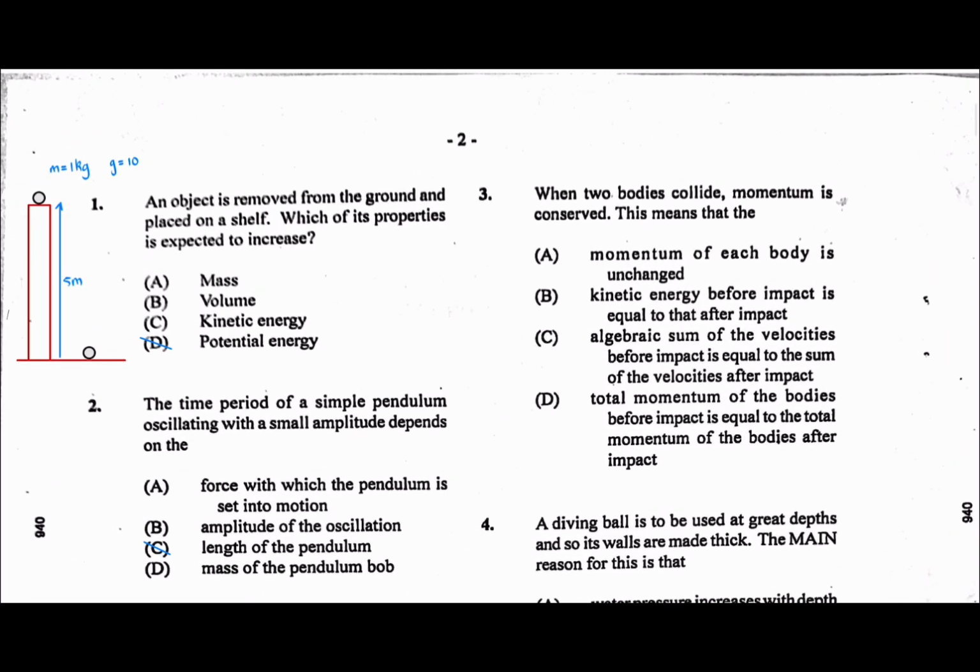Question 3. When two bodies collide, momentum is conserved. This means that the total momentum before is equal to the total momentum after. That is what conserved means. Conserved means that there are no losses. Before is equal to after.